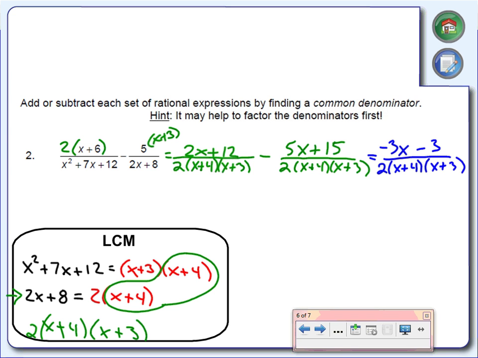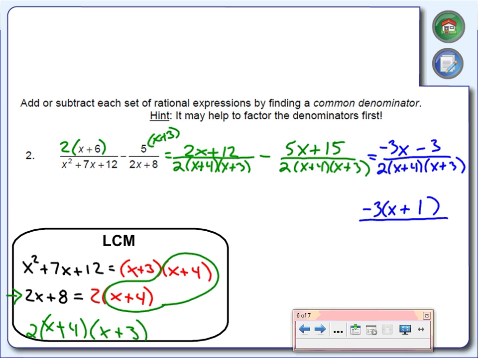And as I mentioned earlier, if we can reduce it, simplify it. Now you'll notice over here, negative 3x minus 3. Can you factor that? Is there a GCF there? What's the GCF? Negative 3. Which means what would go in the parentheses? X plus 1. So yes, you can factor out the numerator.